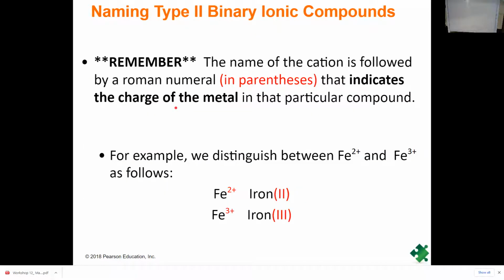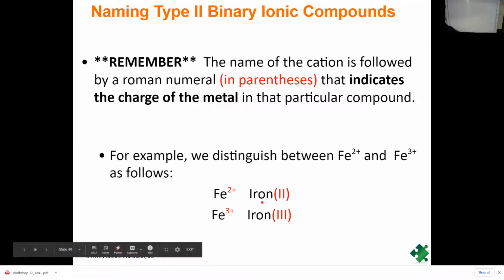All right, so naming these actual compounds. This is how we're going to do it. We're going to take the name of the cation like we were doing previously, and we're going to follow that cation name by a Roman numeral in parentheses. And the number in the parentheses is going to indicate the charge of the metal. It does not indicate how many atoms that you have. It indicates the charge of your metal.